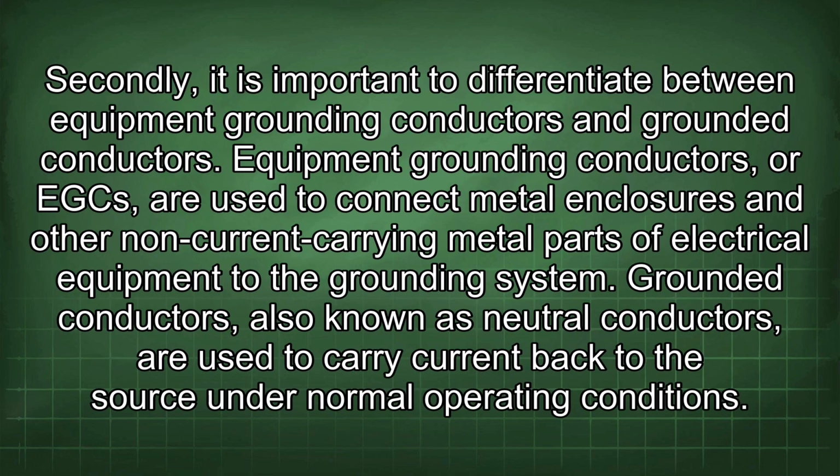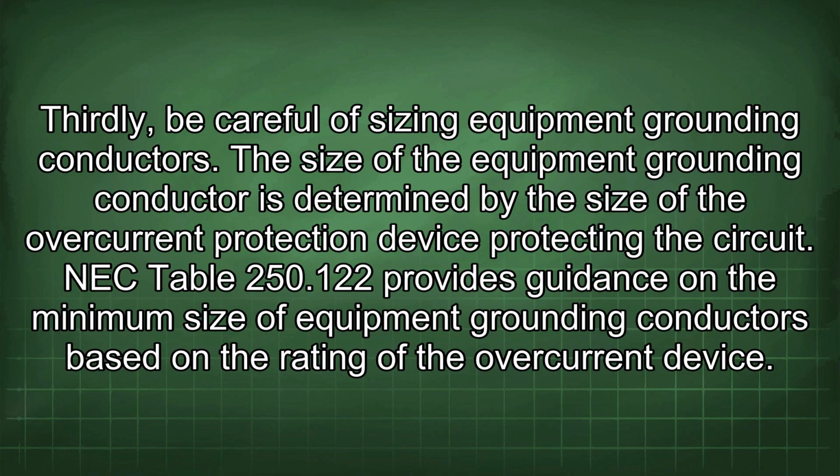Secondly, it is important to differentiate between equipment grounding conductors and grounded conductors. Equipment grounding conductors, or EGCs, are used to connect metal enclosures and other non-current carrying metal parts of electrical equipment to the grounding system. Grounded conductors, also known as neutral conductors, are used to carry current back to the source under normal operating conditions.